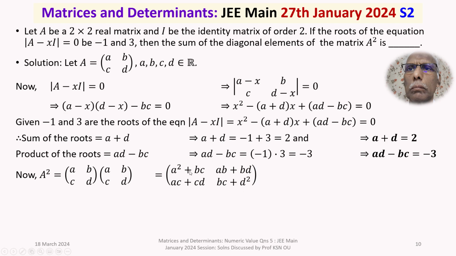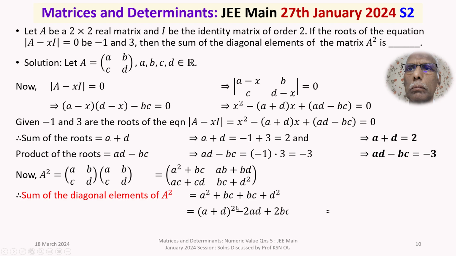Agreed. A square plus BC, AB plus BD, that is the first row. Second row is AC plus CD and BC plus D square. Now write down the sum of the diagonal elements of A square. They will be A square plus BC plus BC plus D square. Take this A square plus D square and write it as a perfect square and adjust the terms. We write A plus D whole square, perfect square, adjusted minus 2AD, adjusted, and this BC plus BC is 2BC.